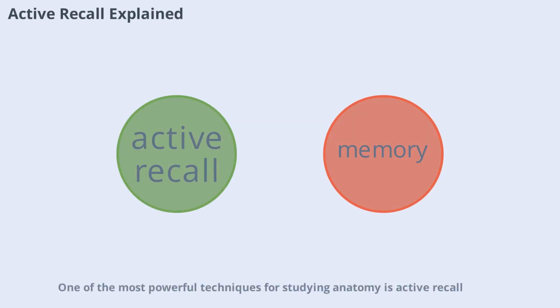One of the most powerful techniques for studying anatomy is active recall. Instead of passively reading notes or textbooks, active recall involves testing yourself on the material. For example, after studying the bones of the arm, close your book and try to list them from memory. This process strengthens neural connections and makes it easier to retrieve information during exams. Active recall can be practiced with flashcards, quizzes, or simply by reciting information aloud. The key is to challenge your memory regularly, which leads to long-term retention.